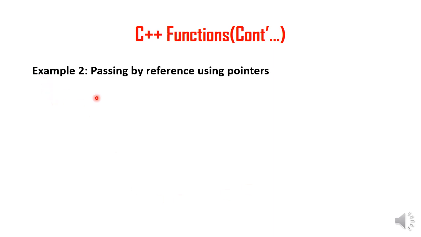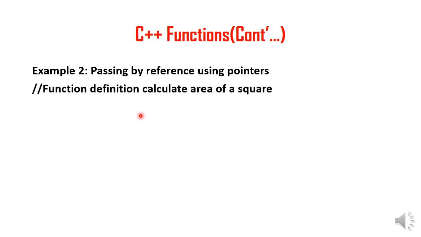Example number 2, we are going to see how we can call a function by reference but using pointers as formal parameters. So this is a function to calculate the area of a square, and by understanding the two examples that I'm giving you, I hope that you will be able to create any C++ program containing any function able to perform any task.